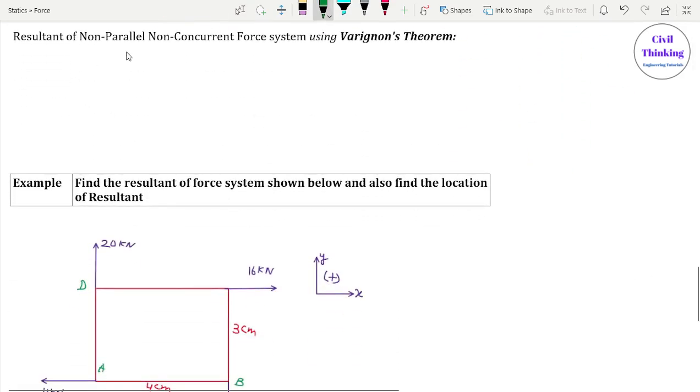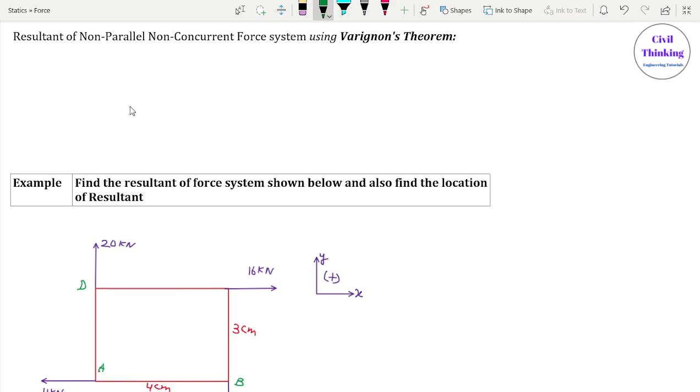Now, resultant of non-parallel non-concurrent force system using Varignon's theorem. Now, in previous classes, we have found the resultant of different force systems, and I had already told you that we will find the resultant of non-parallel non-concurrent force system after going through Varignon's theorem. If you have not seen that lecture, please click on the pop-up on your screen to watch that video lecture.